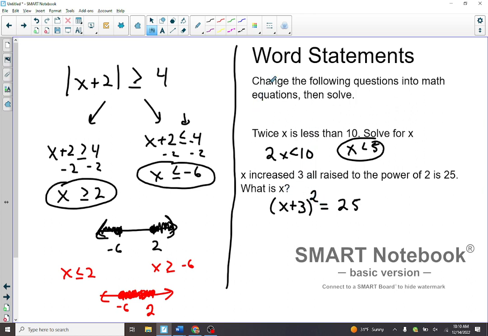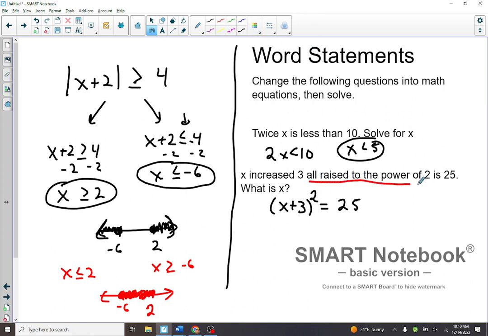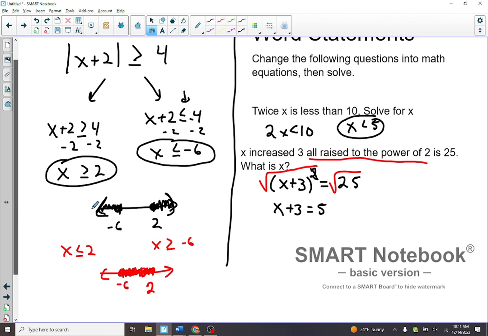So how do I get rid of a power of 2? We need to square root both sides. The 2 gets canceled out by square rooting because it's a square, so I don't need the parentheses anymore. x plus 3 equals 5, because the square root of 25 is 5. Subtract 3 on both sides. X equals 2.